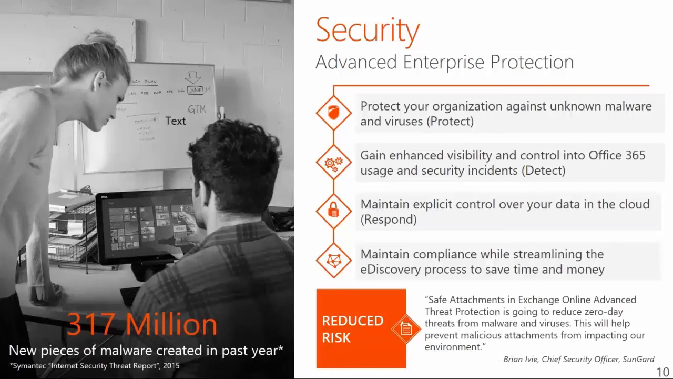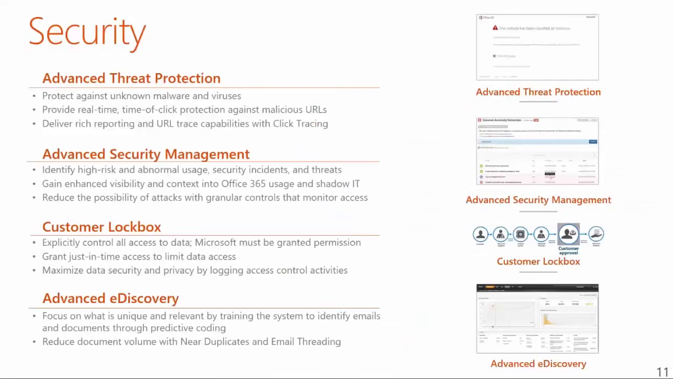So as you go through this security, another big thing is detecting, enhanced visibility into your environment, maintaining control of your data in the cloud even when your service needs to make changes and respond to security incidences, simplifying your discovery process. All of that is very, very important. And with that, I'm going to highlight a couple of those features today. So we have 4 major features for security. I have advanced threat protection, advanced security management, customer lockbox, and advanced e-discovery.